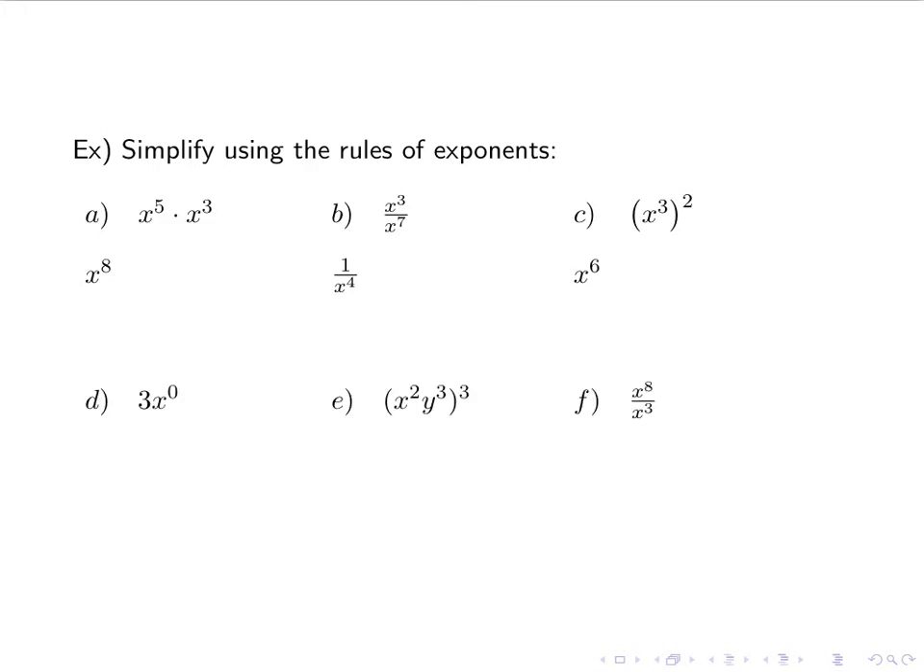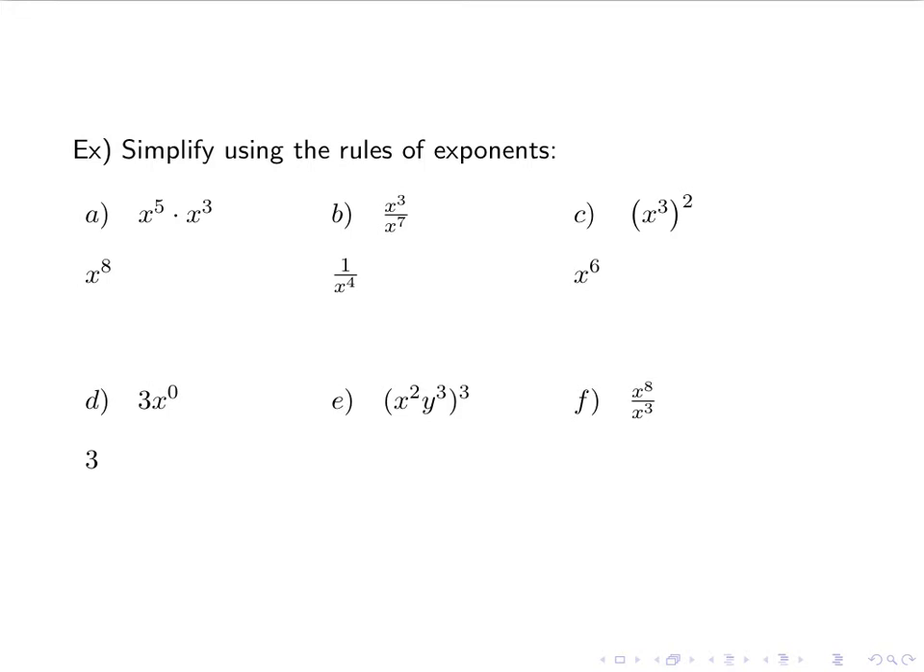The next one is 3x to the 0. So be careful here. You have to remember order of operations. I am raising x to the 0 first, and that's a 1. And then I'm multiplying by 3. So 3 times 1 is 3. I have a lot of people who will tell me that's 1, but the 3 is not being raised to the 0. Okay, so it's only the x that's being raised to the 0. So again, x to the 0 is 1. 1 times 3 is 3.